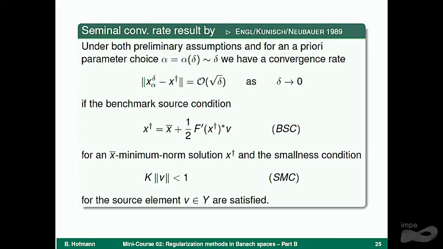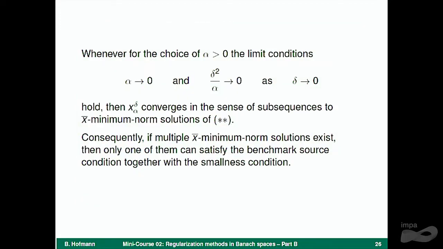You see it here. You have this benchmark source condition in that form. If we take x dagger minus x bar is in the range of the adjoint of F prime of x dagger, and because you have only this third, you need such a smallness condition, and then you get it.